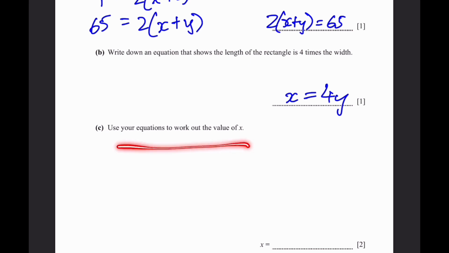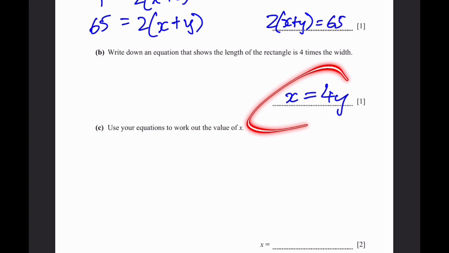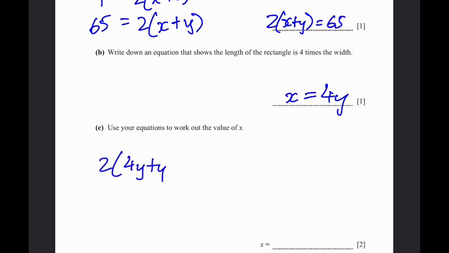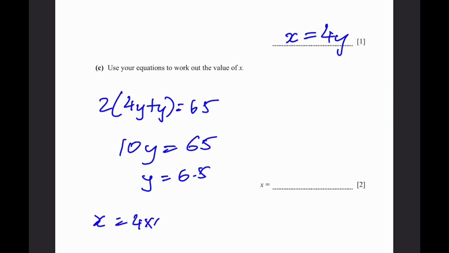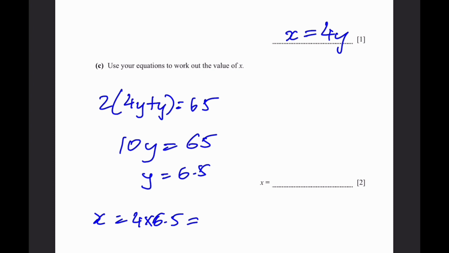Use this to work out the value of x. x equals 4y, which means we can substitute this equation into this. 2 times (4y plus y) is equal to 65. 2 times 5y, which is 10y, is equal to 65. y is equal to 6.5. We can substitute that in this equation. x is equal to 4 times 6.5, and this is equal to 26. That's the answer.